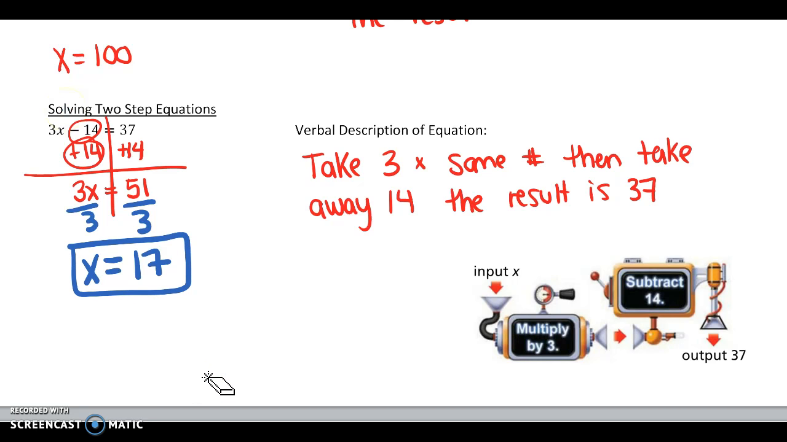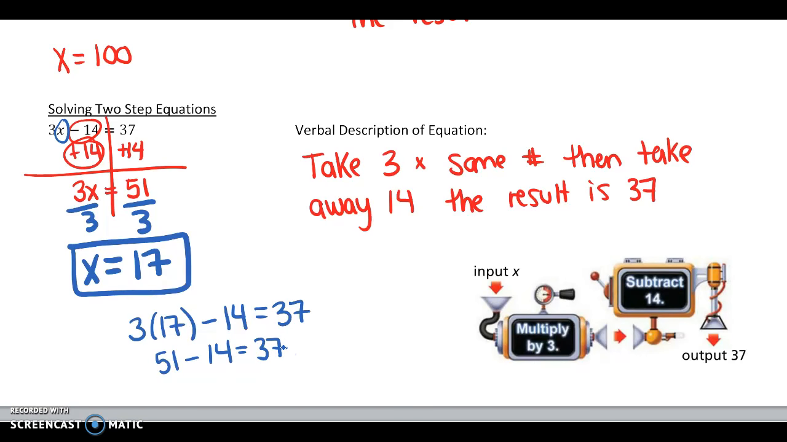So let's consider why this makes sense again. One way you can make sense of it is by plugging it back in and thinking about what you just did. So x is 17. That means this is 17. So if I take 3 and multiply by 17 and subtract 14, I'll get 37. And we already know that 3 times 17 is going to give me 51. So this really says 51 minus 14 equals 37. And if I take 51 and subtract 14, I'll get 37. So then I get a true statement, which means it works.